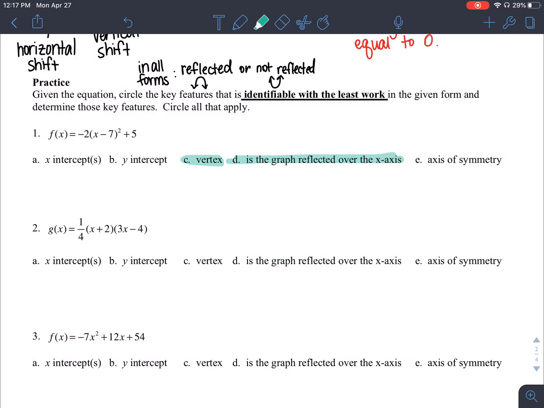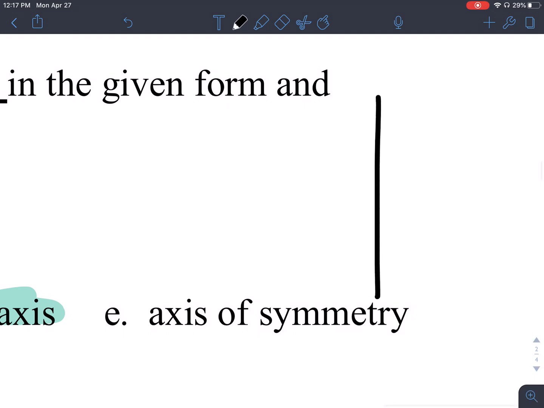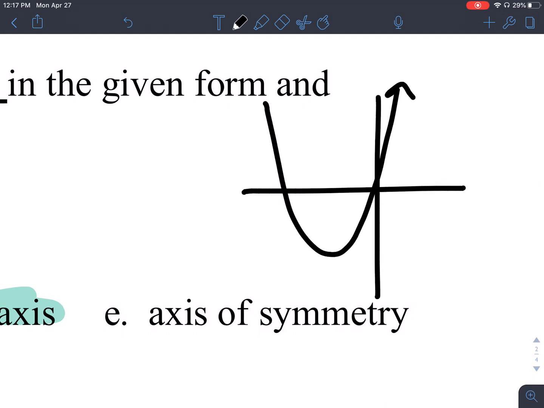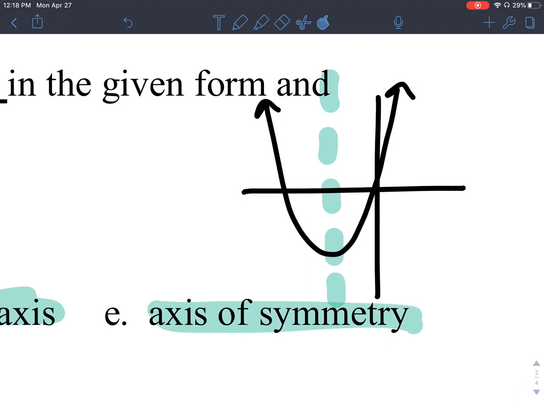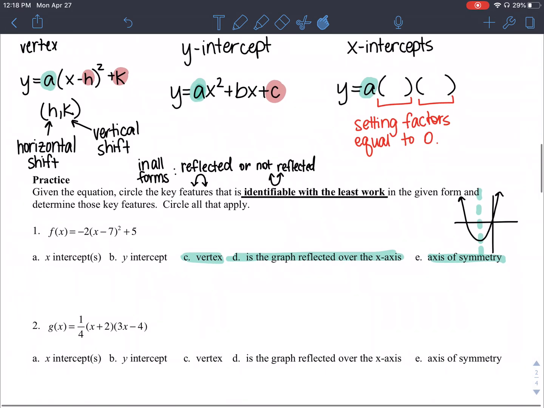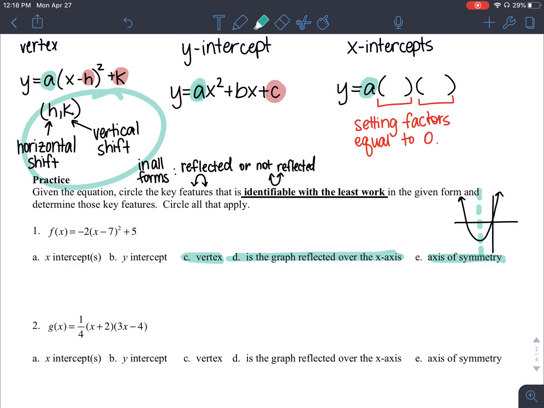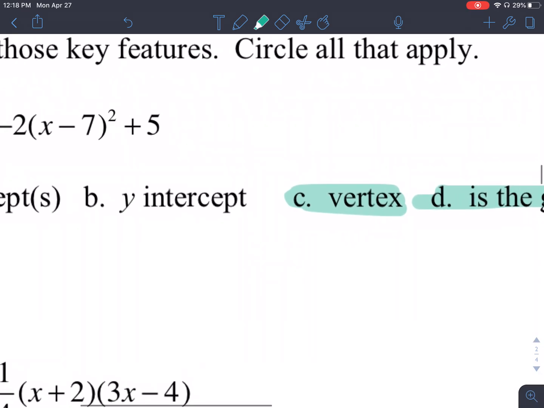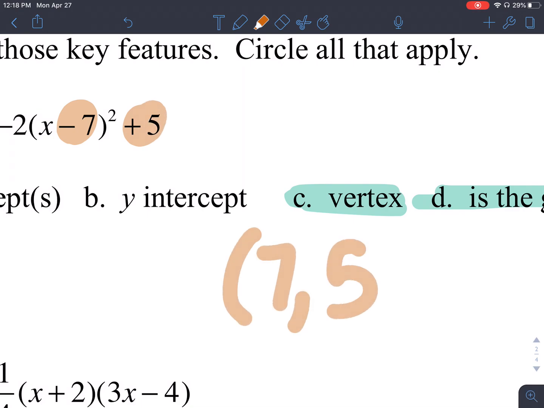The last thing I forgot to mention was that axis of symmetry. So your axis of symmetry is when we have that quadratic, it's that line of symmetry right through the vertex. So if I can tell the vertex, I also can tell the axis of symmetry. So we talked about the vertex is your horizontal and vertical shift from here. So if I look here, this is going to go right 7, up 5. So my vertex is 7, 5.